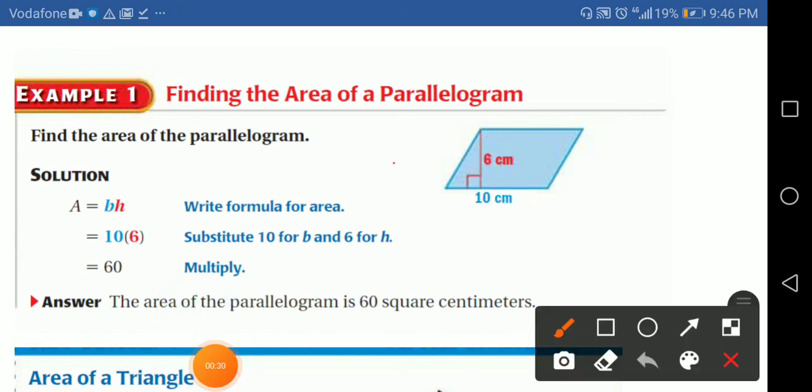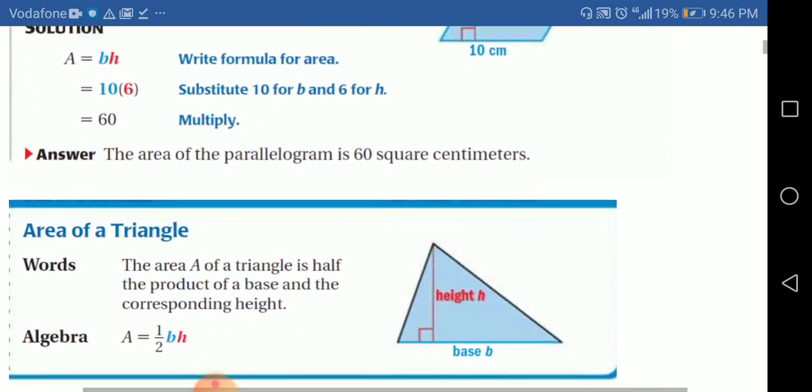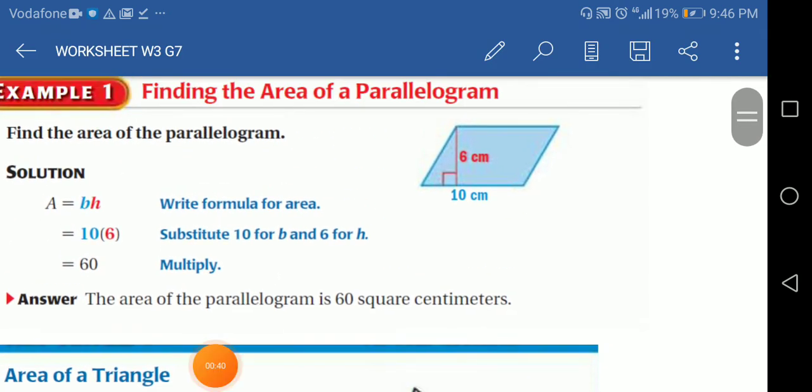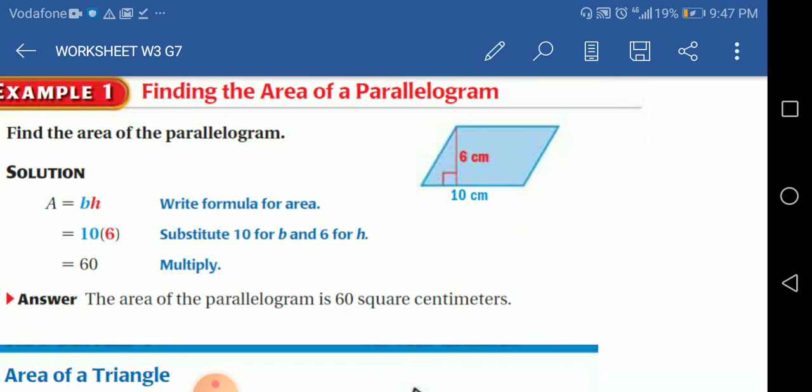The height, remember, must be perpendicular, and we can call it also altitude. So when I calculate the area here, it will be 10 times 6, which is 60. The area will be centimeters squared because I have two dimensions multiplied by each other.